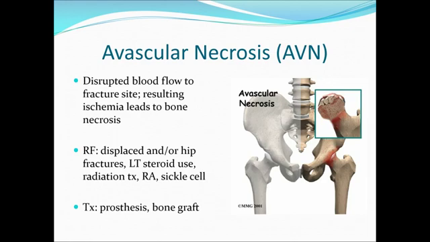Avascular necrosis. I had mentioned this before as a potential complication of dislocations, but you also see it a lot. The risk is there with your hip fractures. So basically what happens is the hip fracture, the hip moves out of place, it fractures, and it actually disrupts blood flow to the fracture site. And when the blood flow is disrupted, you can get ischemia, that leads to necrosis at the actual site.